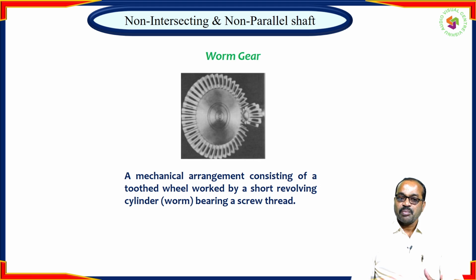Second thing, on the drawback side, we can transmit a maximum of 100 kilowatt only. But in the other cases like spur gear, helical gear, and bevel gear, we can go more than 100 kilowatt of power to transmit. That is the second drawback of the worm gear.